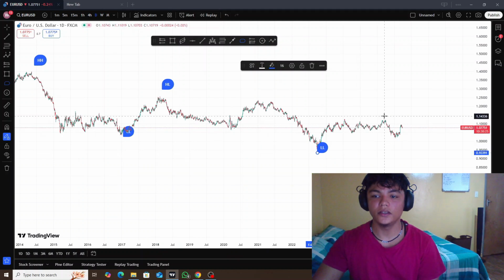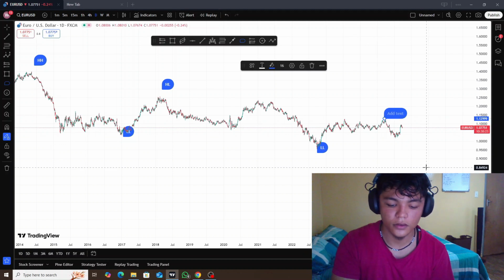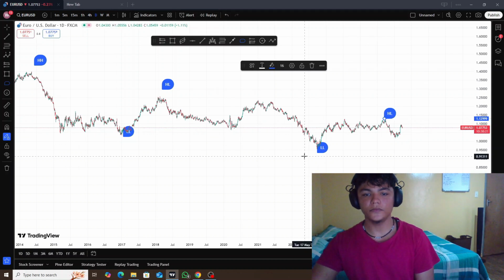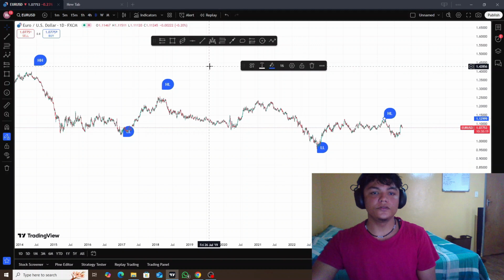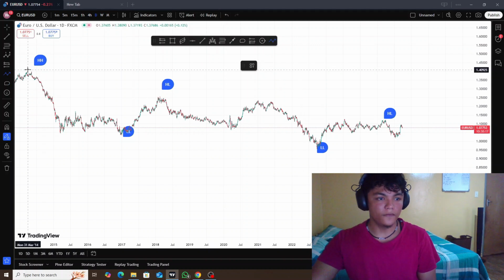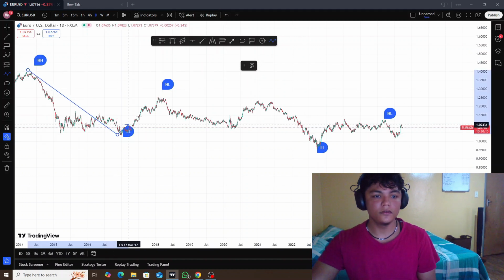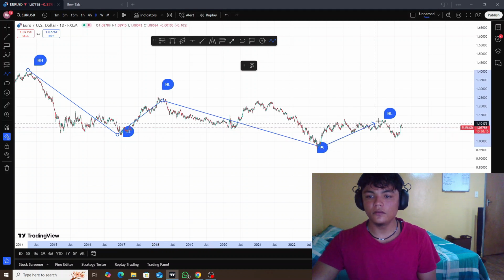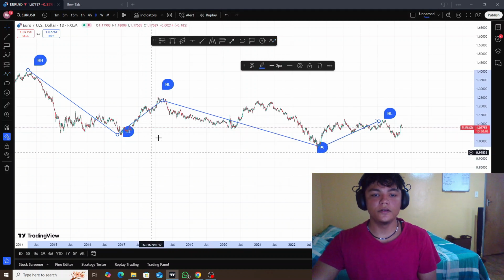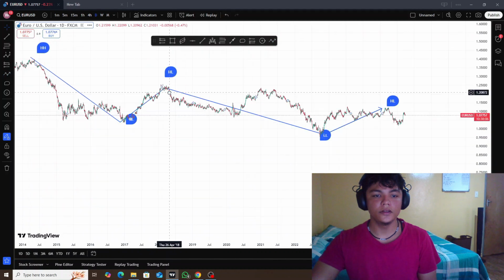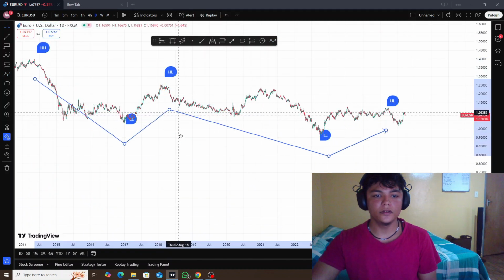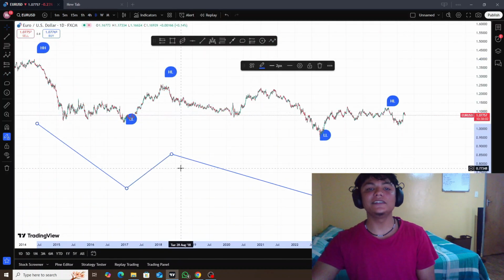And right here, this would be your higher low. So just follow me from higher high to higher low, lower low, higher high. So what can you see? If I take this one, it's clearly a downtrend.